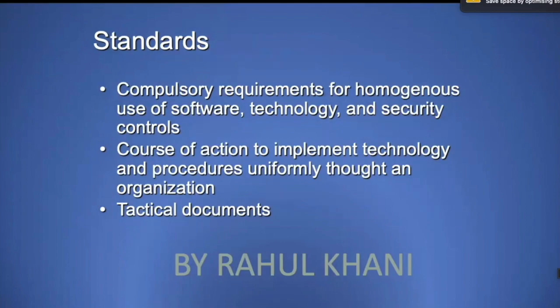Then comes standards. Standards are compulsory requirements for homogeneous use of software technology and security controls. These are mandatory, they must be followed by an organization.